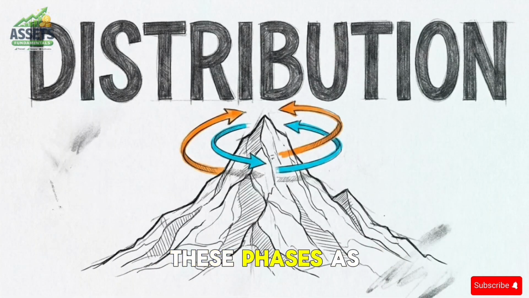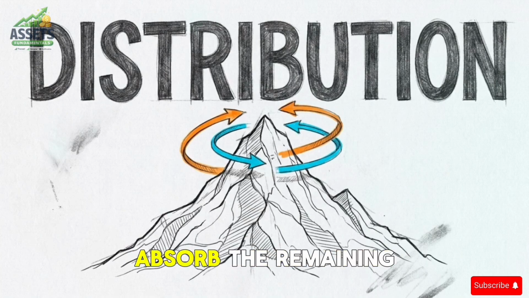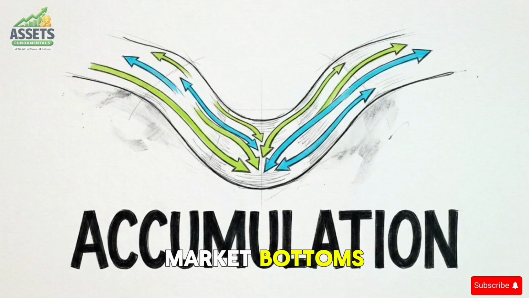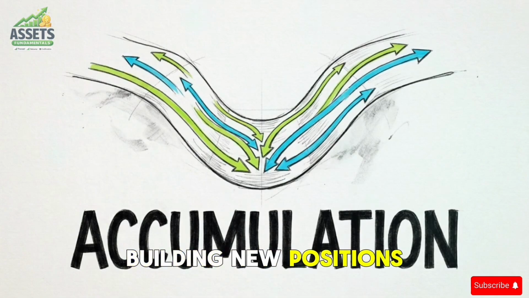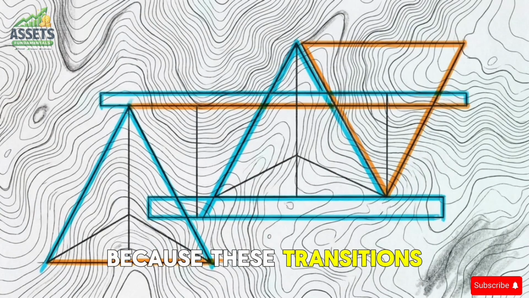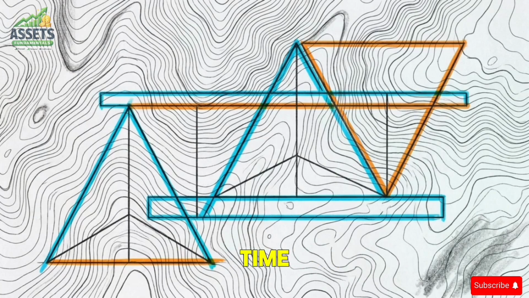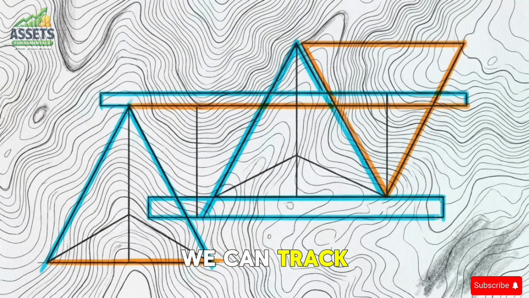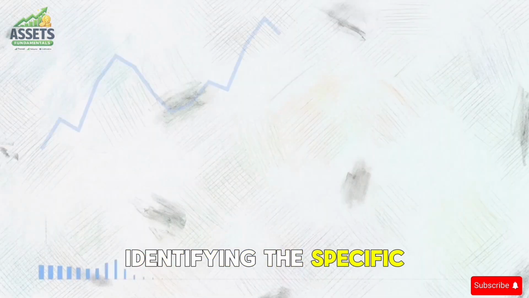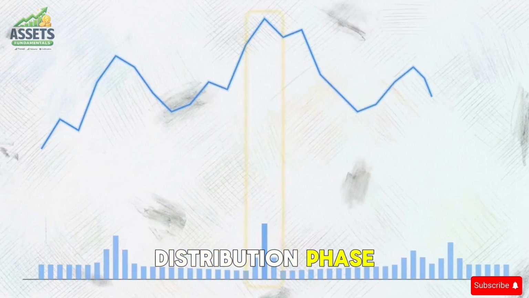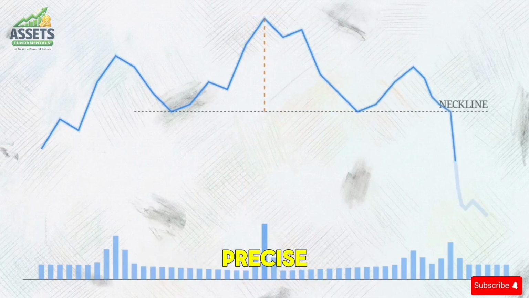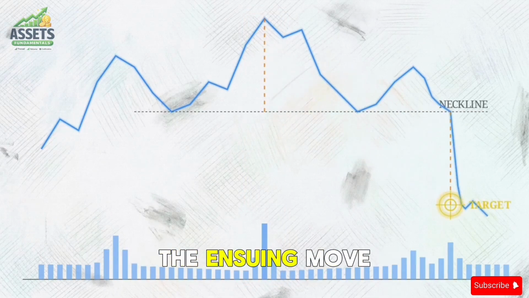Analysts define these phases as distribution at market tops, where sellers quietly absorb the remaining buying pressure, and accumulation at market bottoms, where buyers begin building new positions. Because these transitions involve massive amounts of capital and time, they leave predictable geometric footprints on the chart that we can track. Identifying the specific geometry of a distribution phase and verifying it with trading volume allows for the calculation of a precise mathematical target for the ensuing move.